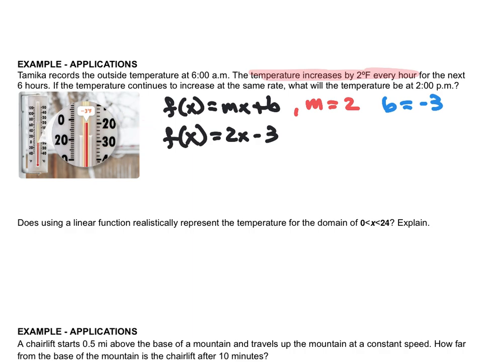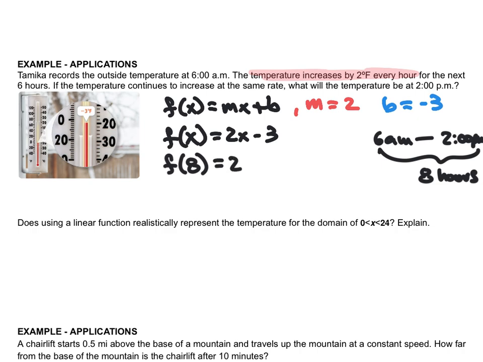And what we want to figure out is what will the temperature be at 2 p.m.? So the thing is that from 6 a.m. to 2 o'clock p.m., how many hours is that? From 6 a.m. to 12 is 6 plus another 2. This is going to be a total of 8 hours. Okay, so what I'm really finding here is f of 8. And that's equal to 2 times 8 and then minus 3. So f of 8 is equal to 2 times 8, which is 16 minus 3. So f of 8 is equal to 13.